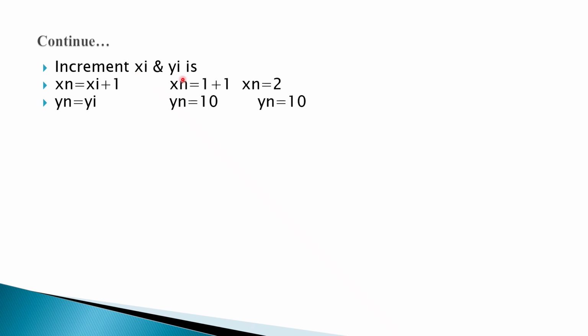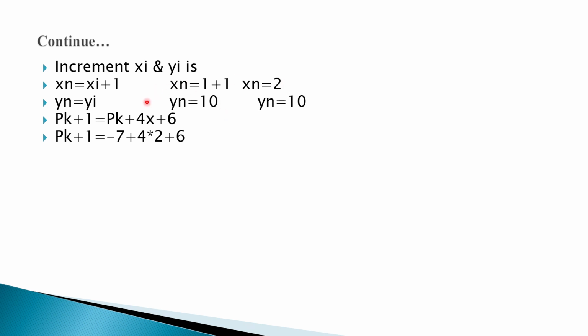How do we increment the x and y values? The same as before: x is incremented by 1 and y stays as the previous one. So 1 plus 1 is 2. Currently the x value is 2 and the y value is 10.